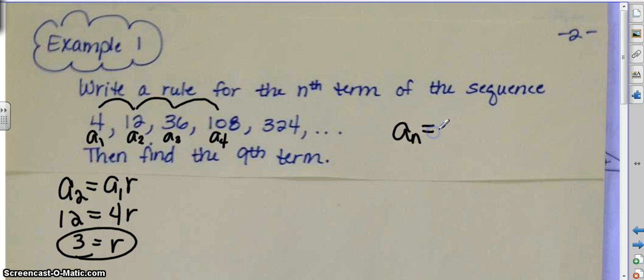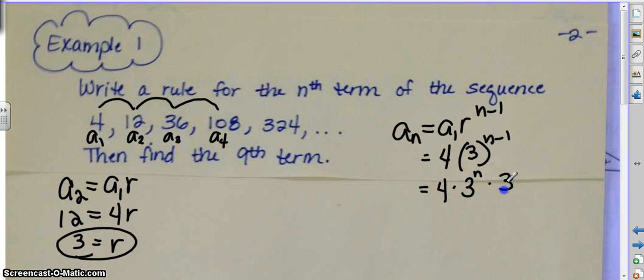So a sub n is equal to a sub 1 times the ratio raised to the n minus 1. A sub 1 is 4, my ratio is 3, and I'm raising that to the n minus 1. And I can simplify this a little bit by remembering my laws of exponents. That's 3 to the n times 3 to the negative 1, because when I multiply with the same base, I add exponents. And this negative exponent means I'm going to do the reciprocal. So this is 4 times 3 to the n times 1/3.